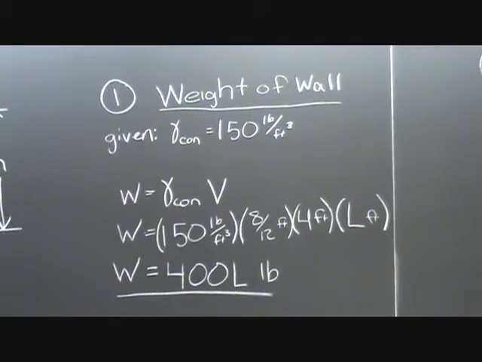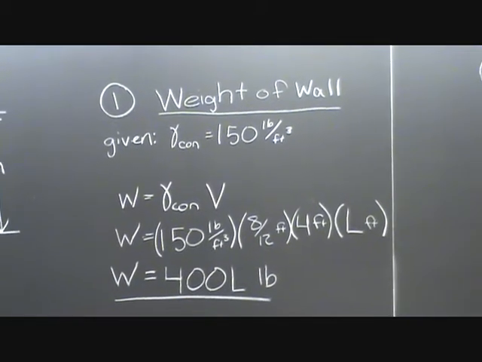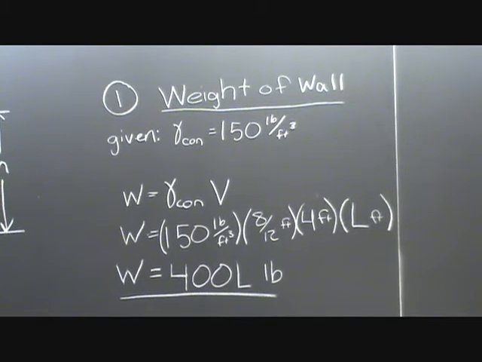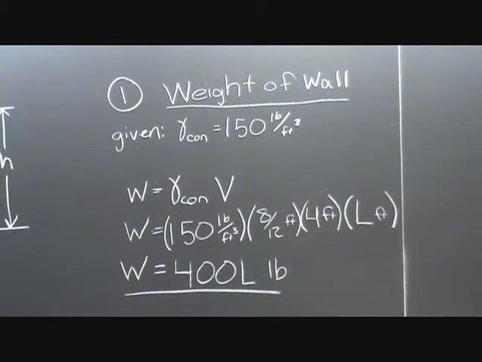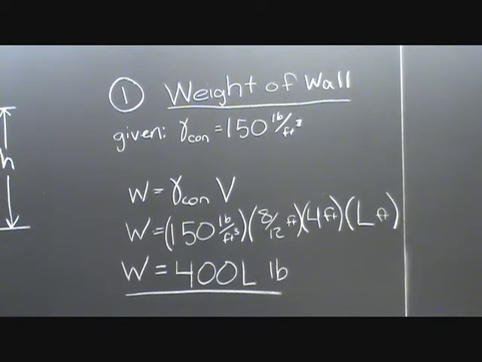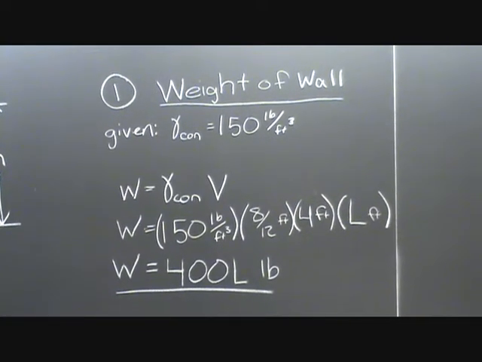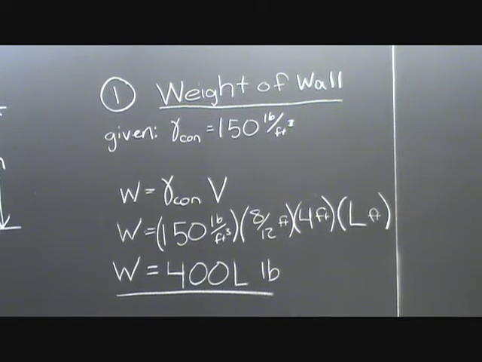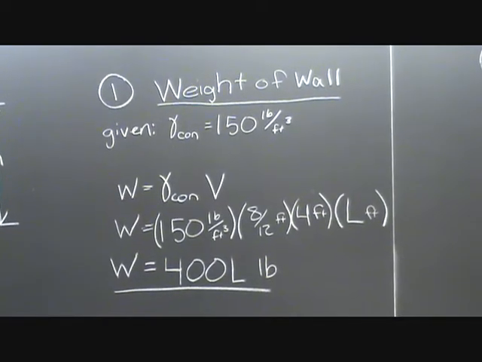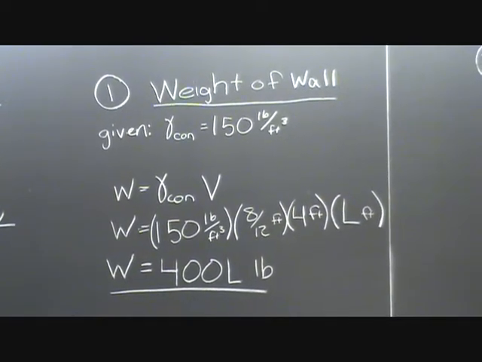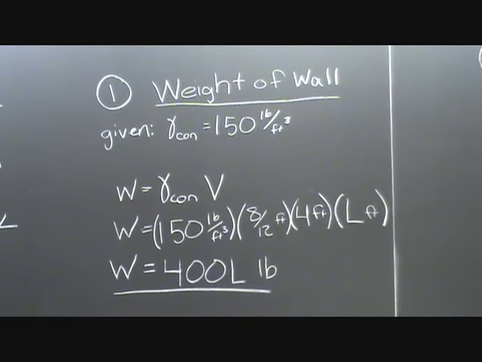First, we're going to solve for the weight of the wall. We're given that the gamma of concrete is 150 pounds per cubic foot, so we can just solve the weight of the wall as the gamma of concrete times the volume. Plugging in all of our values and using L for the length of the wall into the board, we get the total weight as 400 L pounds.